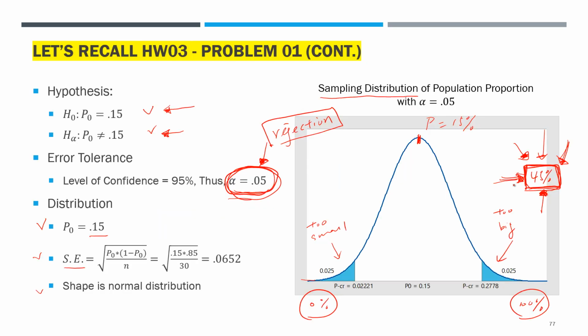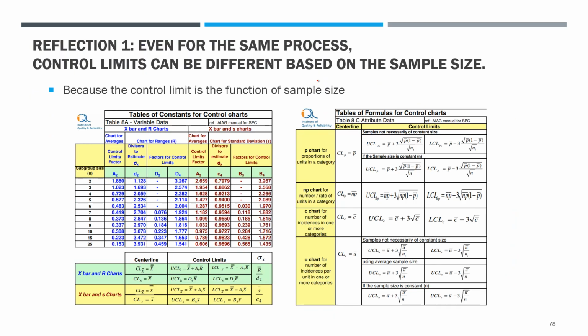Because you know the control chart is actually based on the sampling distribution. So a lot of the applications on the control limits follow the properties of the sampling distribution. Let's take a look at the first reflection here. Even for the same process, control limits can be different based on the sample size n. Recall this constant table right here. Let's briefly take a look at how we constructed the X bar and R chart. If you look here, this is the upper control limit and this is our lower control limit.